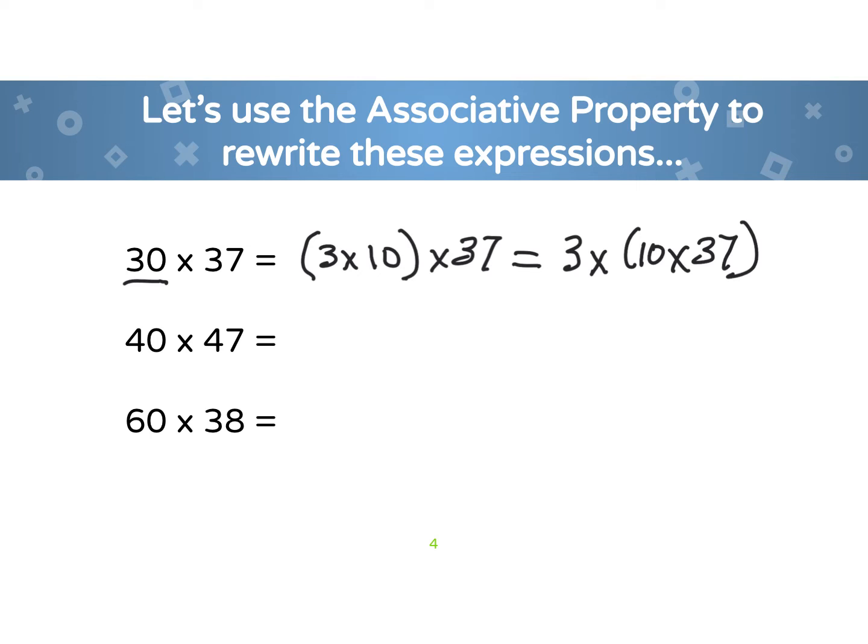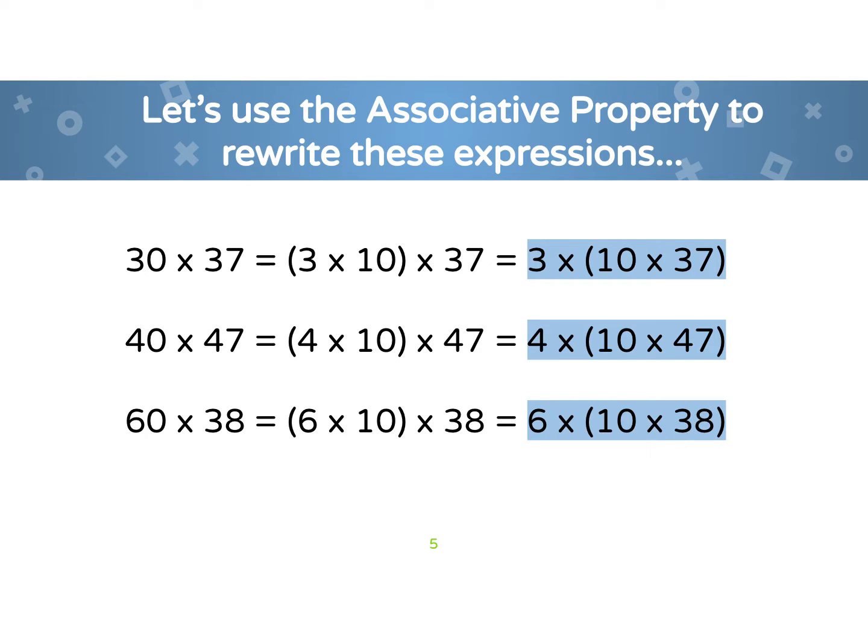So now I want you to use the associative property to rewrite these two expressions. The teacher's going to pause the video here, and then you're going to do these two problems on your paper in box number 1, and then you're going to look at the answer and see if you're understanding associative property.